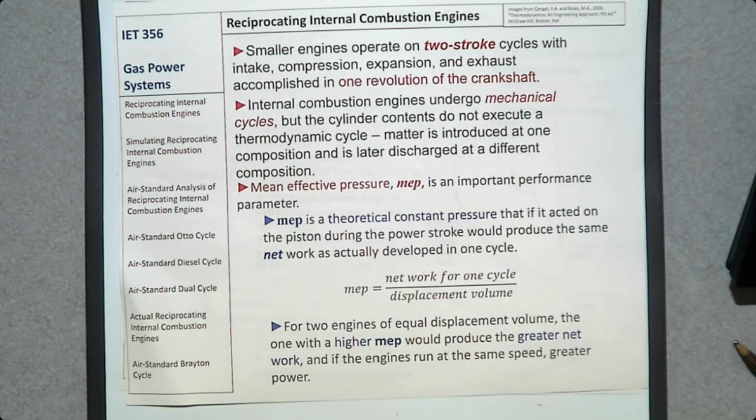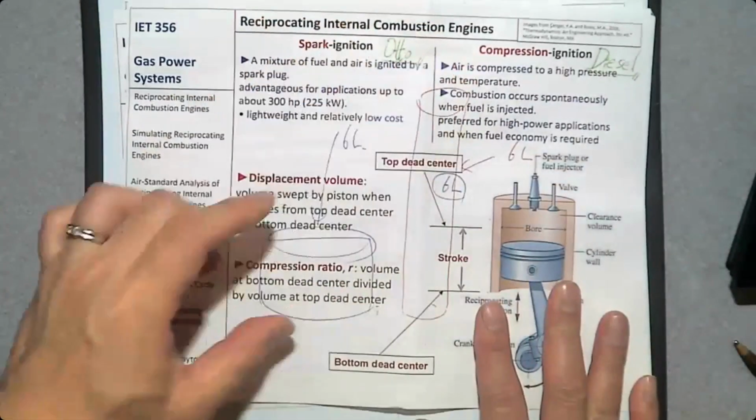So the last one is that the mean effective pressure is an important performance parameter. When you have a higher mean effective pressure, you get higher power and greater net work you can produce, which is related to smaller engines and shorter engines. Okay.